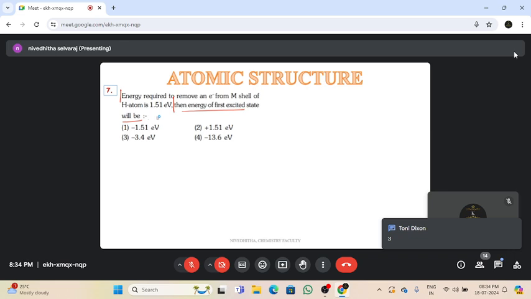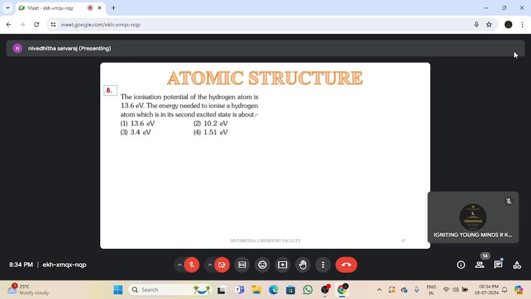Tony's answer is option 3. Okay. So what is the value of N for the first excited state? Ground state is 1. For the first excited state, it is 2. So just now we have calculated the energy of the electron if it is present in the second shell, right? It is minus 3.4 electron volt. So the answer is option 3. Is that clear? Shall we move on to the next question?